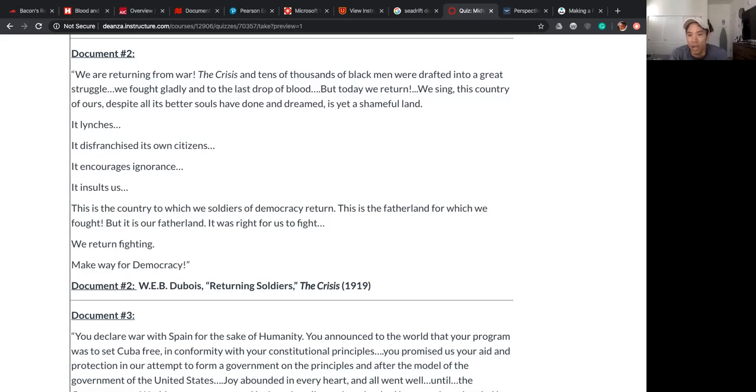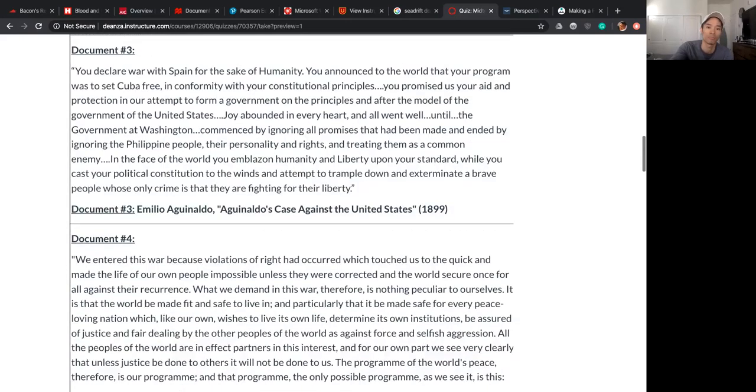You might want to think about document number 2 in terms of what W.E.B. Du Bois is describing: what was happening to African-American veterans once they came home from World War I. Okay, so think about that.